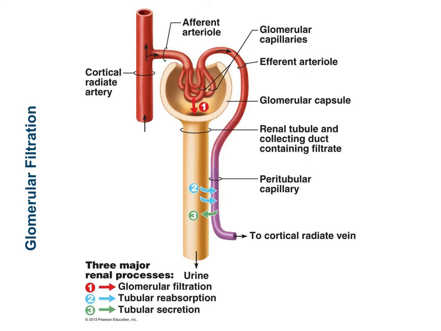And we'll learn later on about how through the proximal convoluted tubule, you'll see at number 2 that we'll have reabsorption of some materials, and we'll also have at number 3 tubular secretion of other materials.